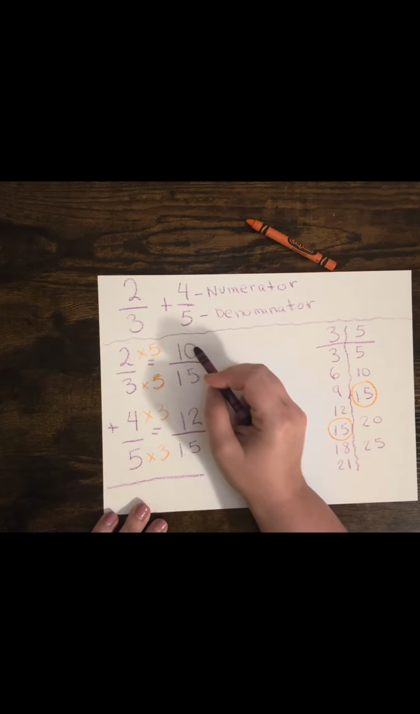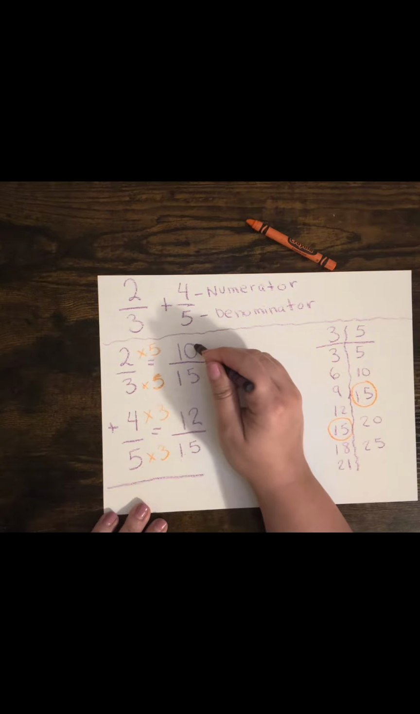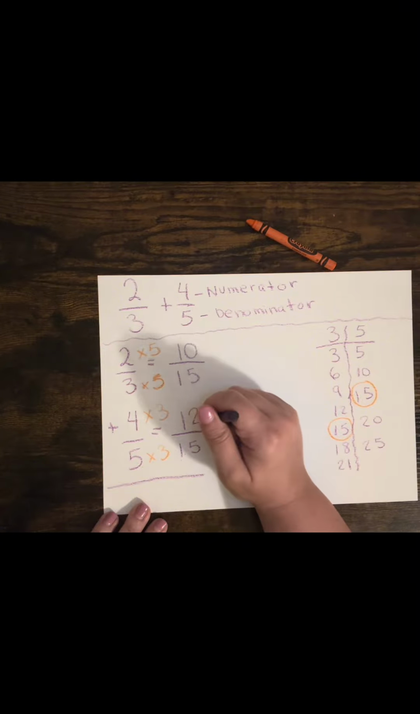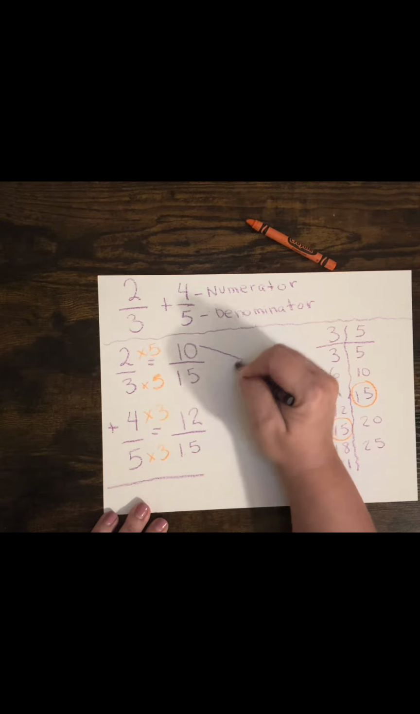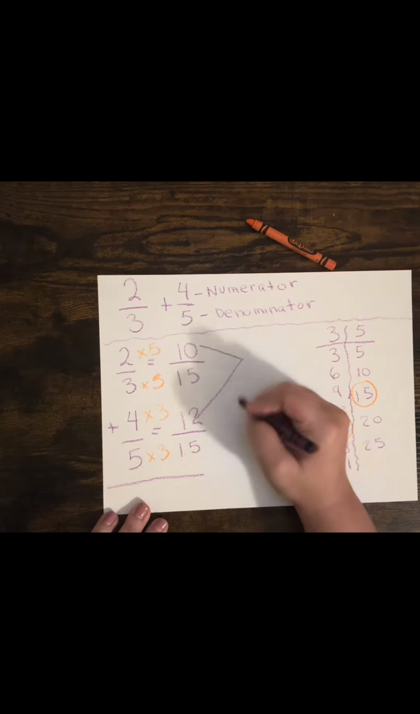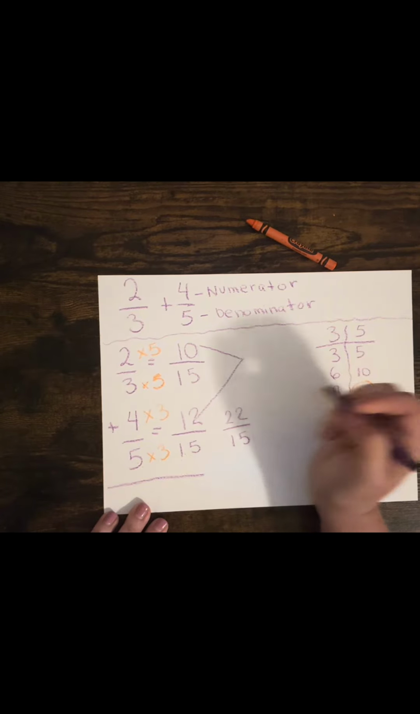Look over here. We have 2 brand new fractions. So we're going to take the numerator from our new fraction and the numerator from our other new fraction, and we're going to add them together. Look what we're going to do. Bang, bang. 10 plus 12 gives us 22. We keep our denominator of 15.